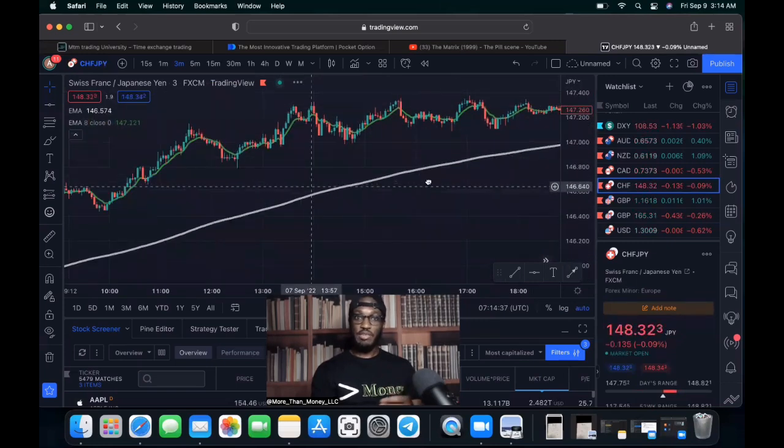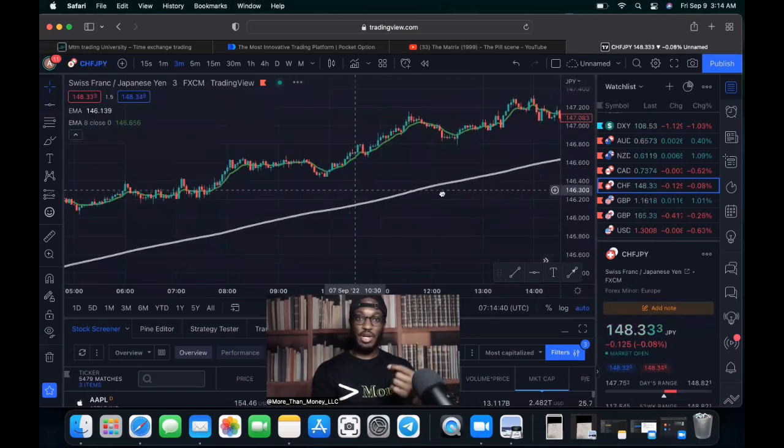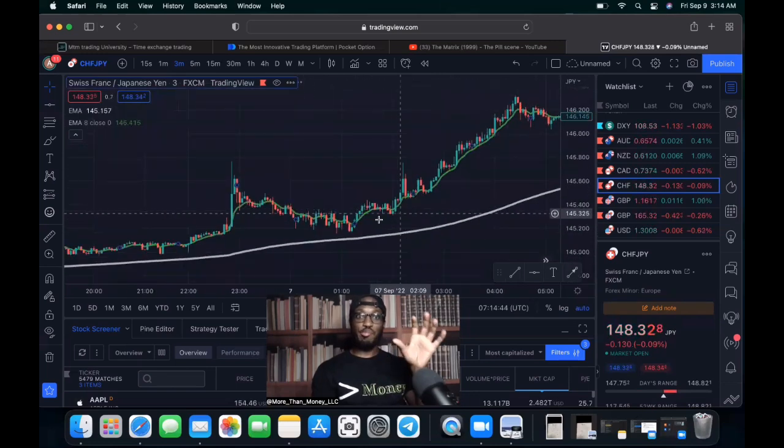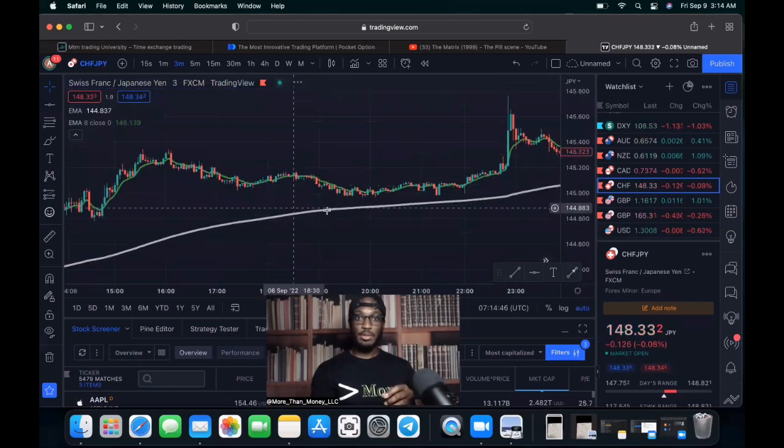Manage your risk. See if you're gonna have to play it like consolidation. See if you're gonna have to play it like a break and retest. See if you're gonna have to play it like a clear break and jump in on a new candle.